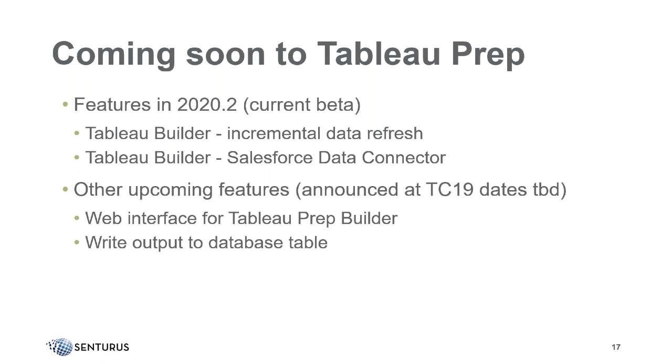Okay. In the next release, which is projected for summer, all things being relative, first is an incremental data refresh. If you have data that grows and you don't want to run the flow for all the data, you can run it for new data. This is in the 2020.2 beta, where you can specify a field and only run the flow for that new data for that field.